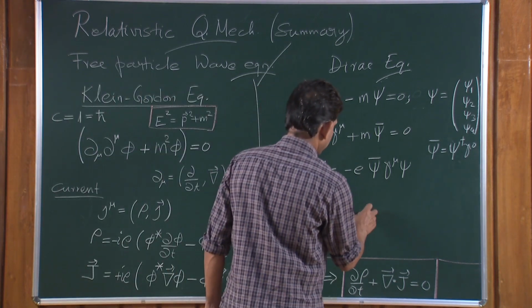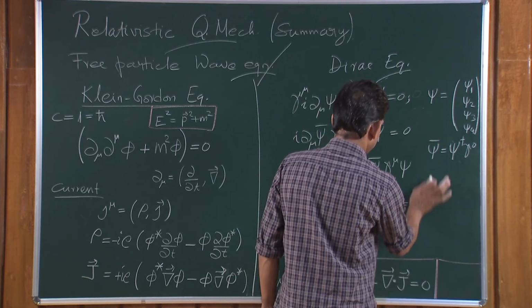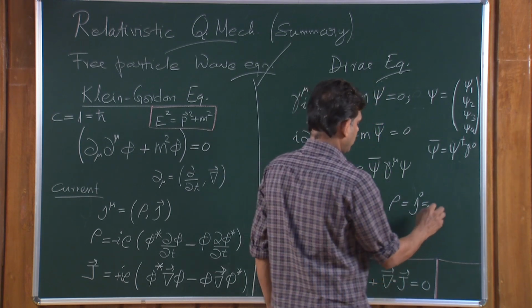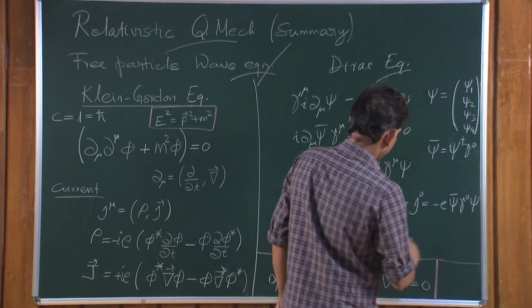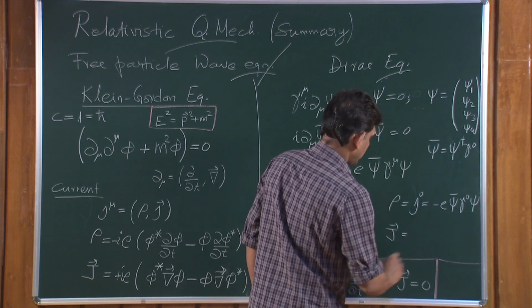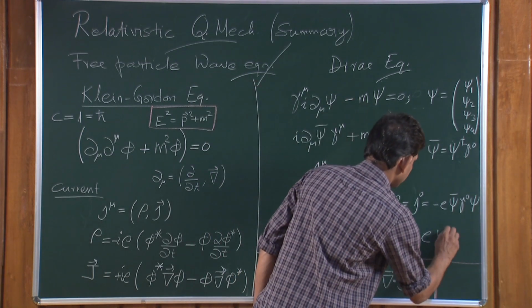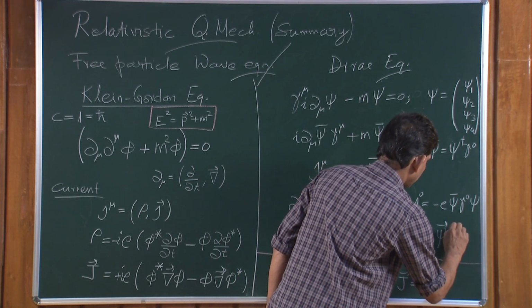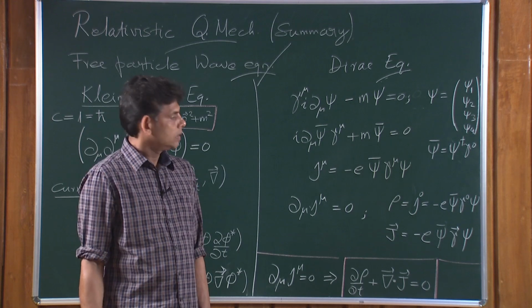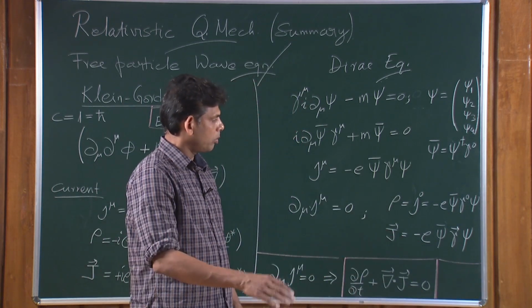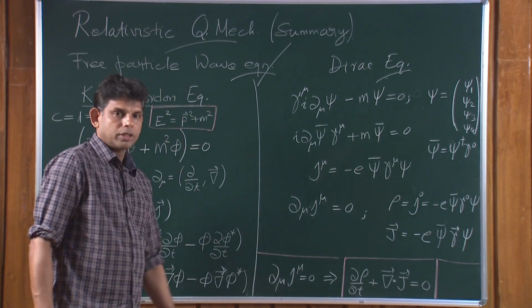And so, we can in fact again think about rho as the 0th component of this J, which is J 0, which is equal to minus e psi bar gamma 0 psi, and the 3 vector J is equal to minus e psi bar gamma vector psi. Now, this vector means only that the 3 components are taken together in the form of a vector, and they will satisfy the continuity equation as it is written there.